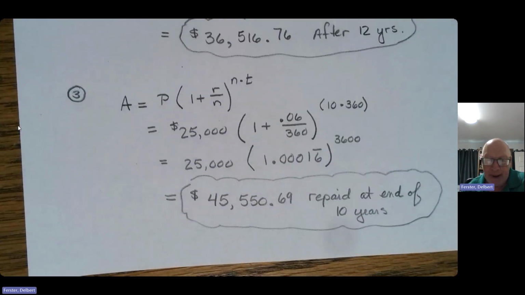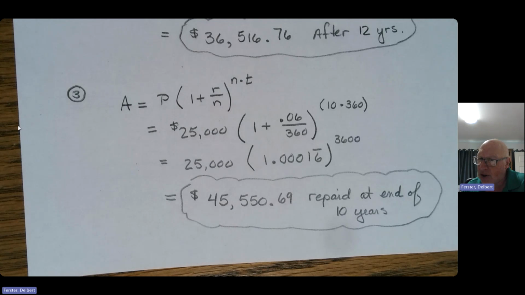Time for problem number 3. All right, Connie's going to lend $25,000 to Beth Ford so she could open her own novelty shop. She's going to repay at the end of 10 years, 6% compounded daily. We're invited to use ordinary interest at 360. So we're taking a $25,000 principal. We're going to find out what it grows into, and that would be the amount that she would then repay her friend at a rate of 6% compounded daily, 360 for ordinary interest.